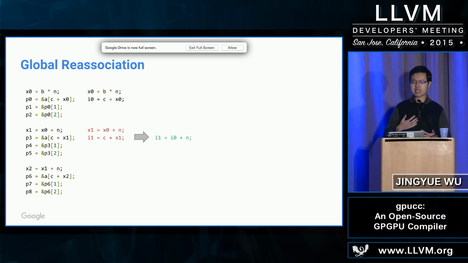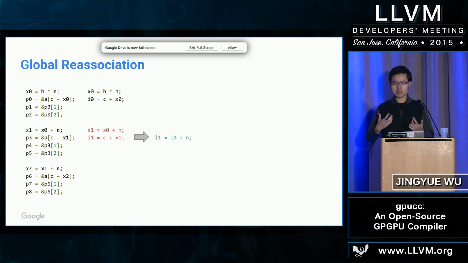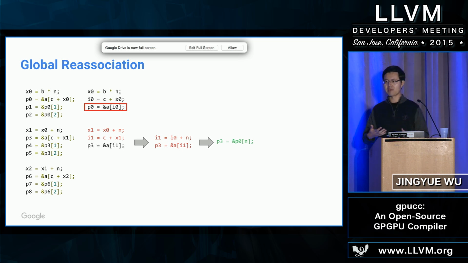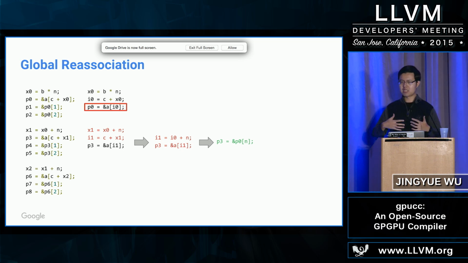And by the way, this cannot be done by the local reassociation pass, because it will assign C and n a very low rank because they're function parameters, and choose to associate them first, and then miss this optimization opportunity. The same idea can be applied to pointer arithmetic as well, because under the hood it's just a bunch of adds and multiplies. So if you continuously apply a similar idea to P3, you can rewrite P3 into P0 plus n. So the code becomes even simpler.